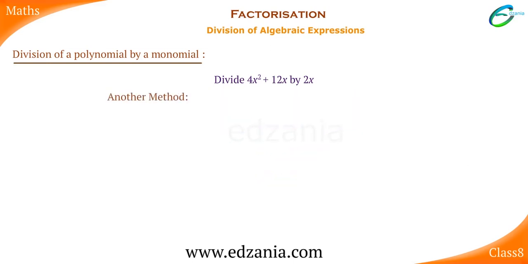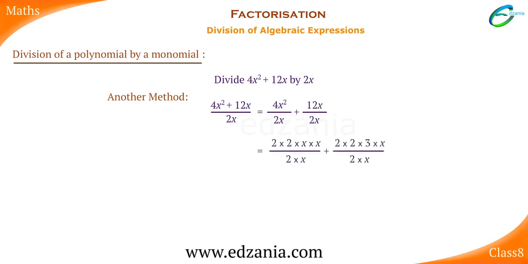Let us learn another method of division of a polynomial by a monomial. Divide 4x squared plus 12x by 2x. We can also divide each term of the polynomial in the numerator by the monomial in the denominator. Now factorize each term of the numerator and denominator in terms of irreducible factors. Cancel the common factors in between them. So we get the result as 2x plus 6.